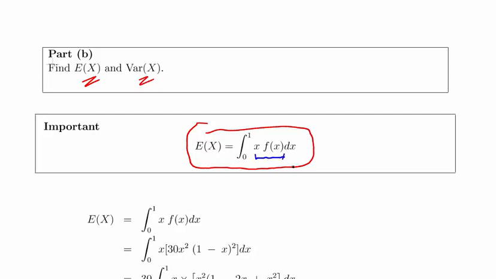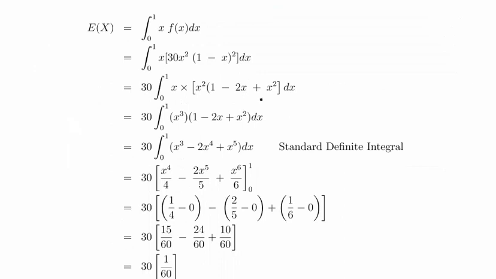That's the only difference there. Okay, so it's essentially a definite integral again. This time we have x times x squared times our expression, so it's 1 power more, essentially. So what we're starting off with is x cubed minus 2x to the power of 4 plus x to the power of 5.